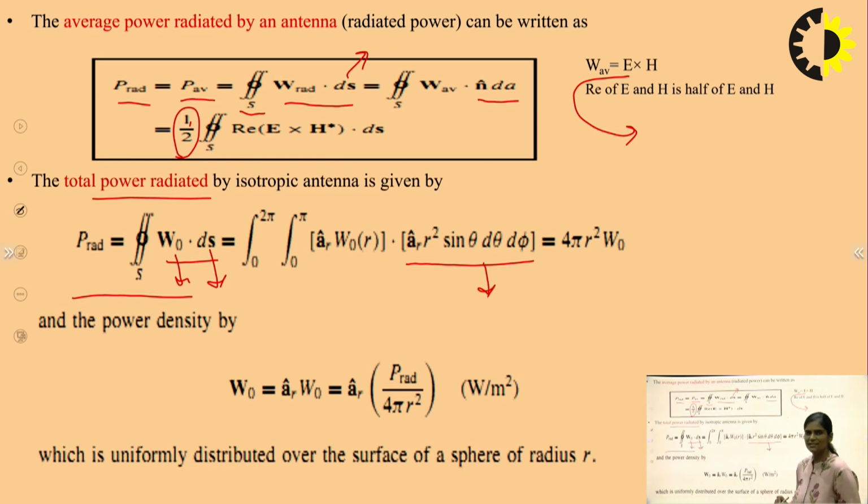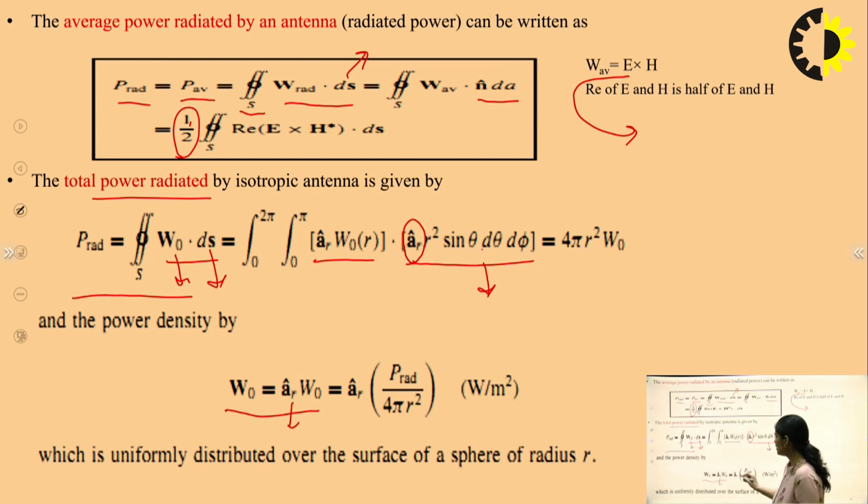So this is ds, the differential surface of the sphere, and you already know the differential surface of the sphere is r square sin theta d theta d phi, and the unit vector is a_r. Now W naught is also in the form of a unit vector, a_r times W naught(r). Now the power density W naught is equal to the unit vector a_r times W naught.